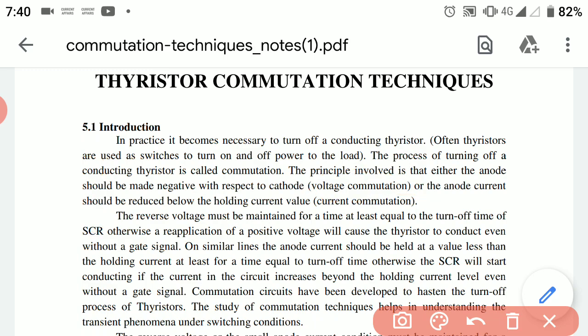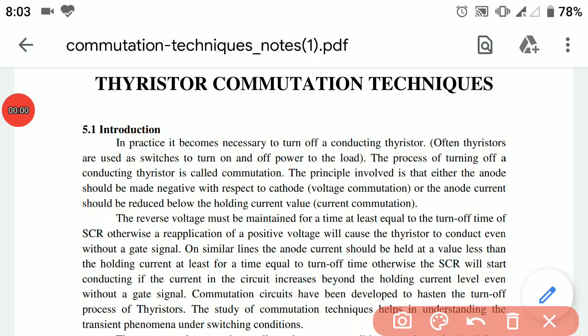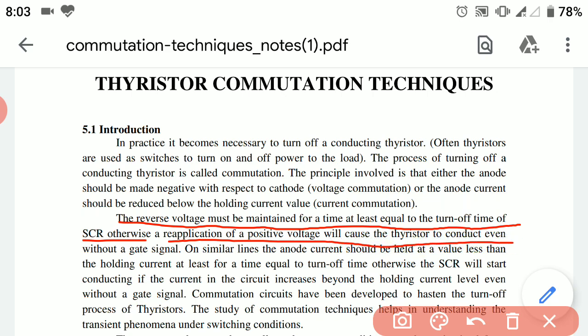Now we will discuss another important thing, that is the reverse voltage must be applied for a time equal to the turn off time of SCR. Otherwise, a re-application of positive voltage will cause the thyristor to conduct even without a gate signal.